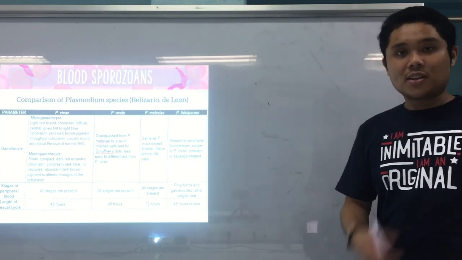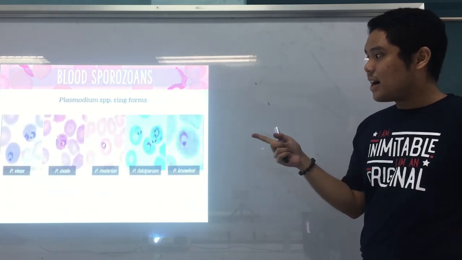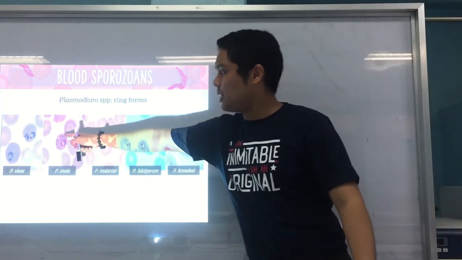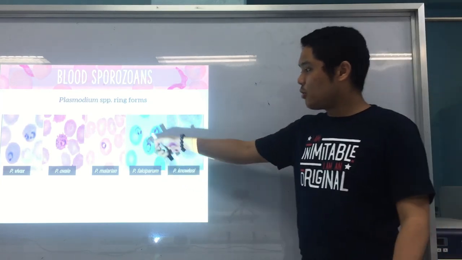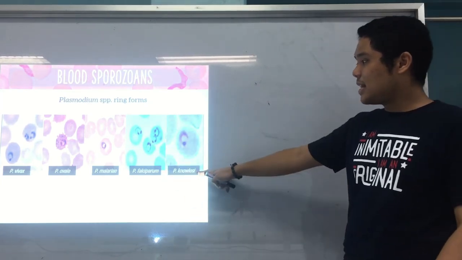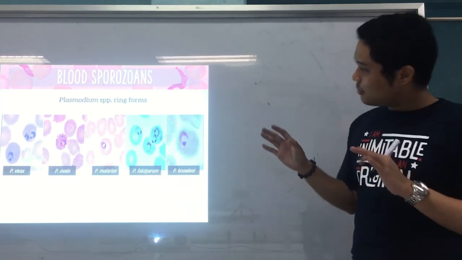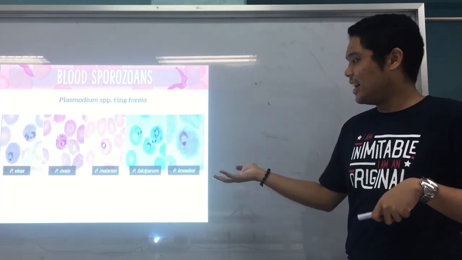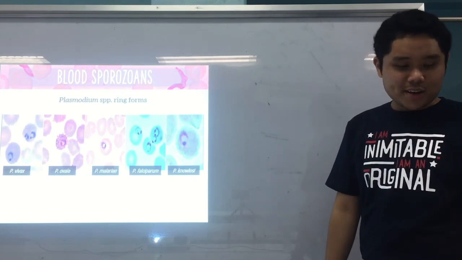Now, we go into the different appearances. For the ring forms, as you can see, for P. vivax, thicker cytoplasmic ring. For P. ovale, the RBC starts to be serrated, fibrillated. For P. falciparum, it looks like a headphone configuration. And for P. knowlesi, in the early stages, it mimics P. falciparum, so I cannot see the difference. The similarity is there. That's for the early ring forms.